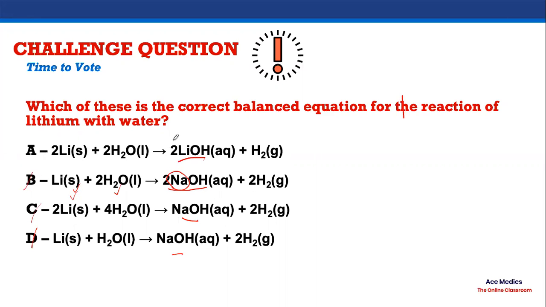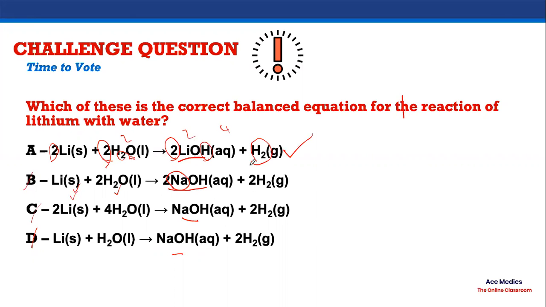So is this balanced? Let's see. We can see that there's two lithium here. There is 2 times 2, so there's 4 hydrogen atoms. So we have 2 hydrogen atoms here and 2 hydrogen atoms here, so that's 4. And we have 2 oxygen, sorry, we have 2 oxygen here and 2 oxygen here. So that's 2 for oxygen. So yes, this one is completely balanced.